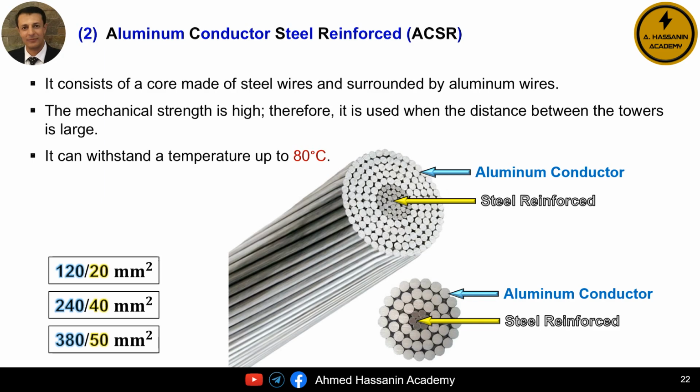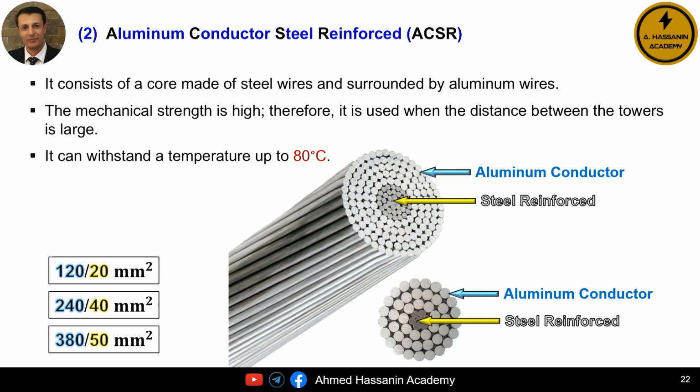From this, we understand that the steel wires provide the required tensile strength and mechanical durability, while the aluminum wires provide high electrical conductivity. The most important advantage of this type of conductor is that its mechanical strength is much higher than that of the previous type, AAC. Therefore, it is used when the distance between towers is large.